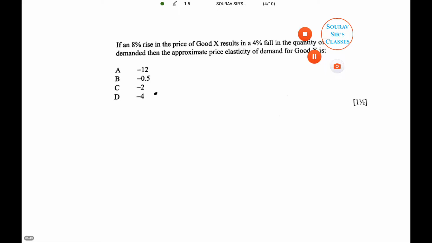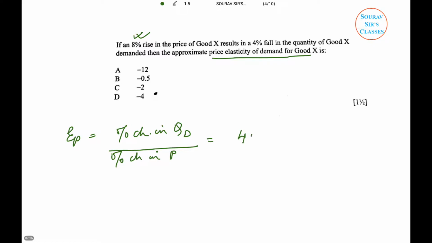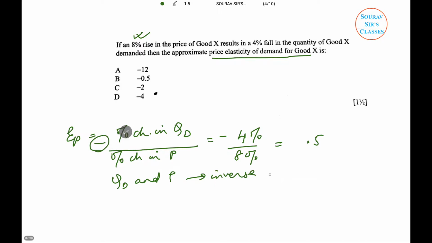In this question, we need to determine the price elasticity of demand for goods. So first let us write the formula. Price elasticity of demand, because here there is percentage involved, is the percentage change in quantity demanded divided by the percentage change in price. So it is nothing but 4% by 8%, and it is equal to 0.5. Why will there be a minus? Because QD and P share an inverse relation, and that's why there is a minus sign in front. This inverse relation is captured by the demand curve, and that's why it becomes downward sloping. So the answer is minus 0.5.